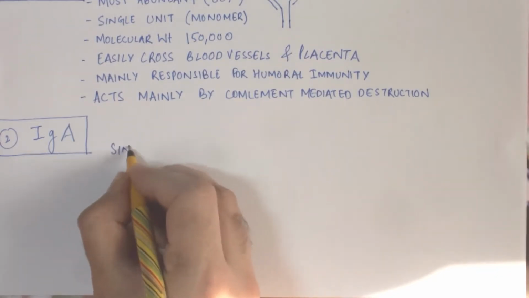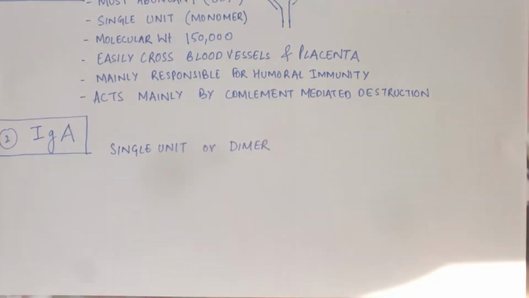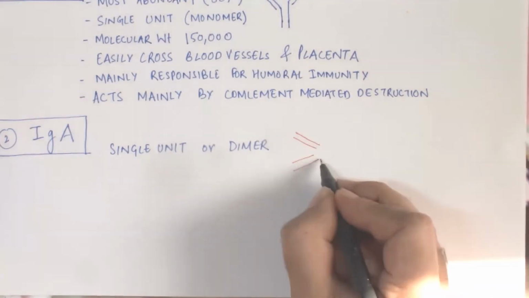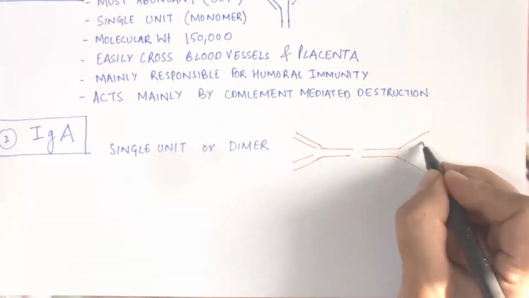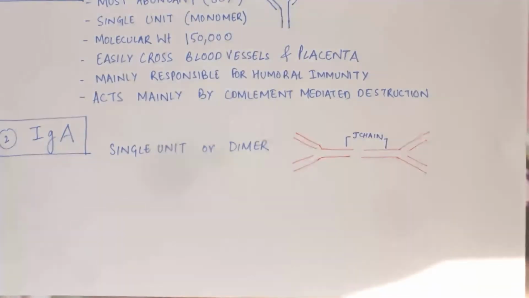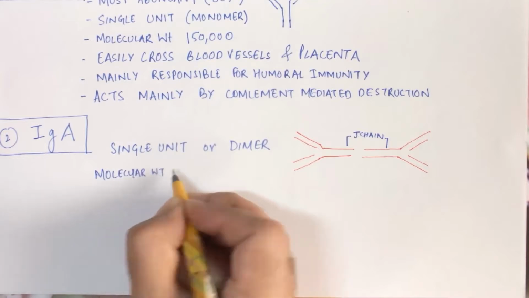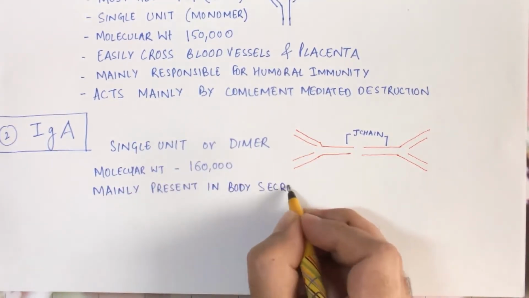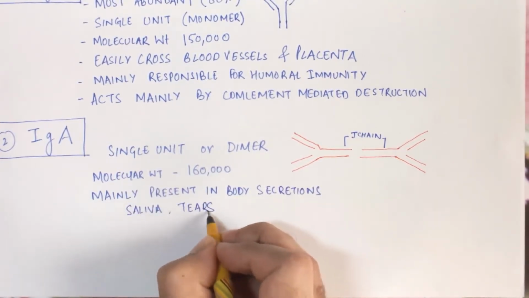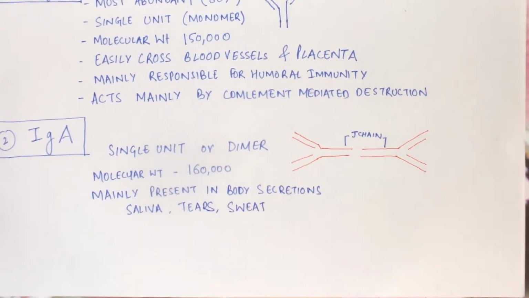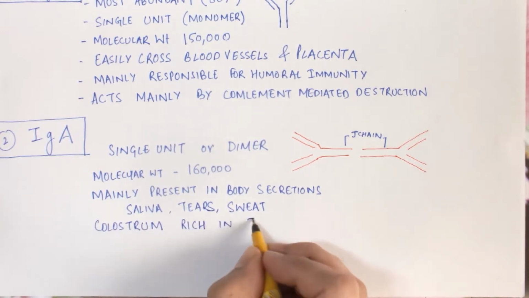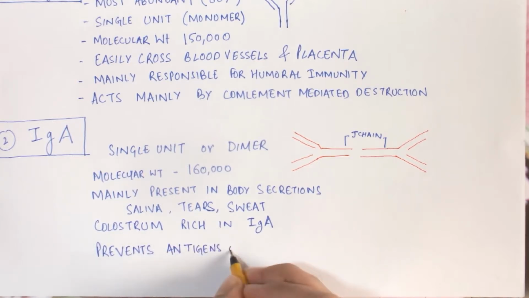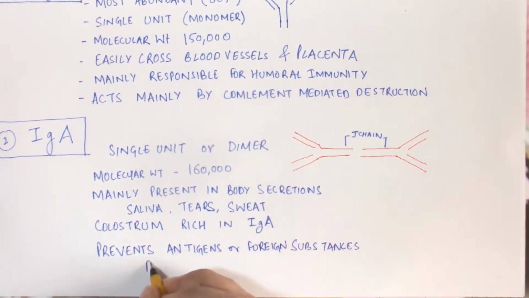Now talking about the IgA, this can exist as a single unit or a dimer. When it exists as a dimer, it consists of 2 antibodies which are joined together by a J-chain polymer. And the molecular weight of the IgA is 160,000, and it is mainly present in the body secretions like saliva, tears, sweat, etc. Since it is present in the various secretions, the immunoglobulin A prevents the various types of antigens from entering the cells of the human body.